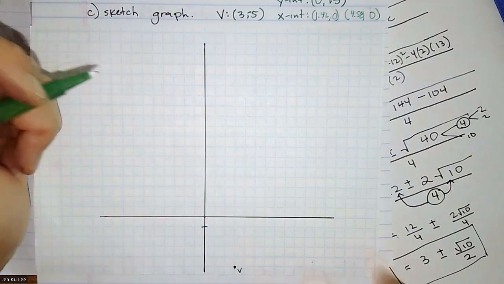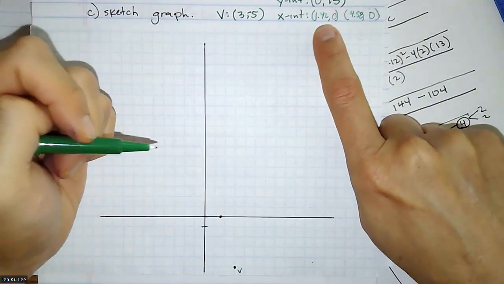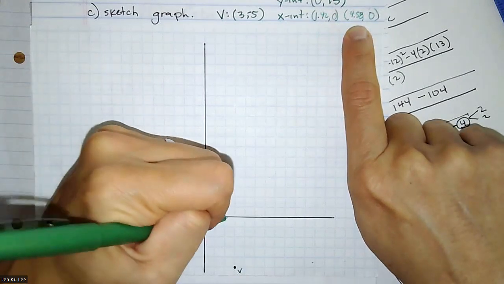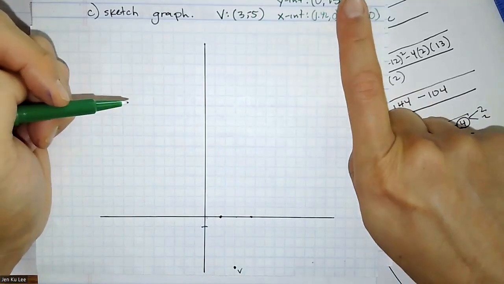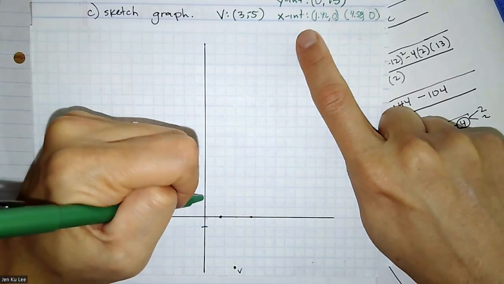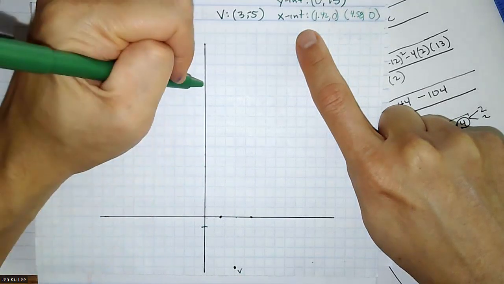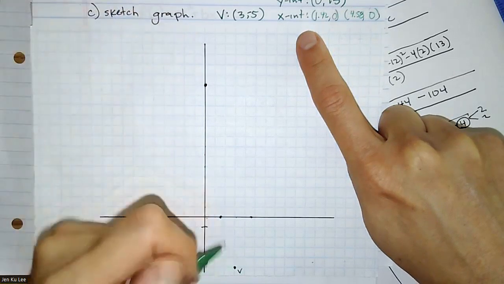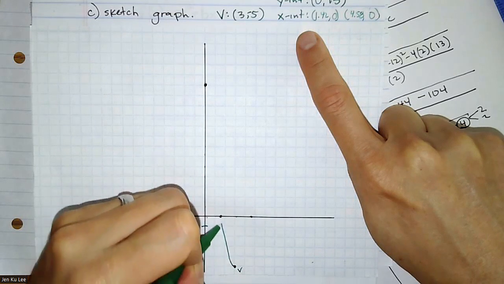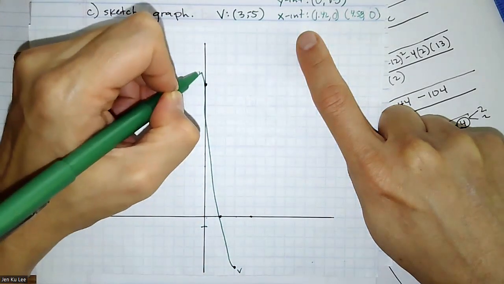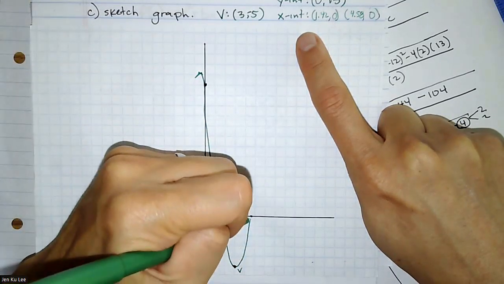Okay, V for vertex. My x-intercepts are 1.42 and 4.58. So 1, 2, 3, 4.58 is like here. Right there. Okay, so right now that's all I have, and try your best to kind of make that. Right now I have that, right?